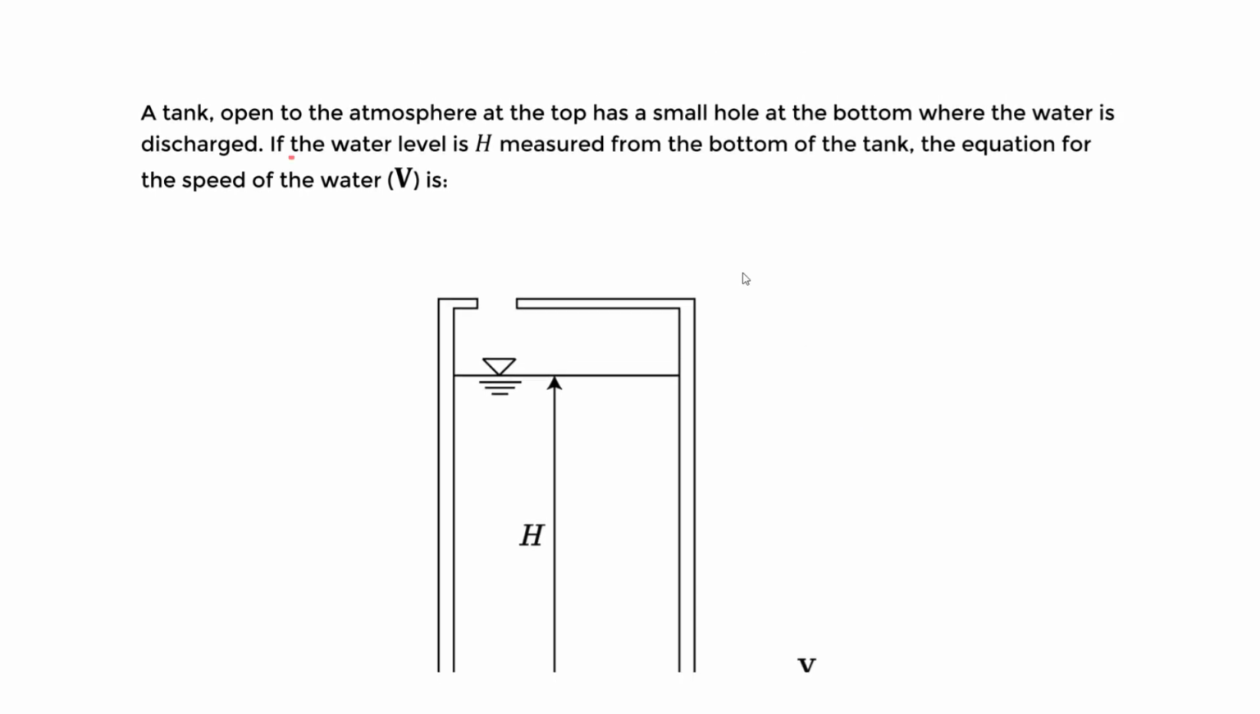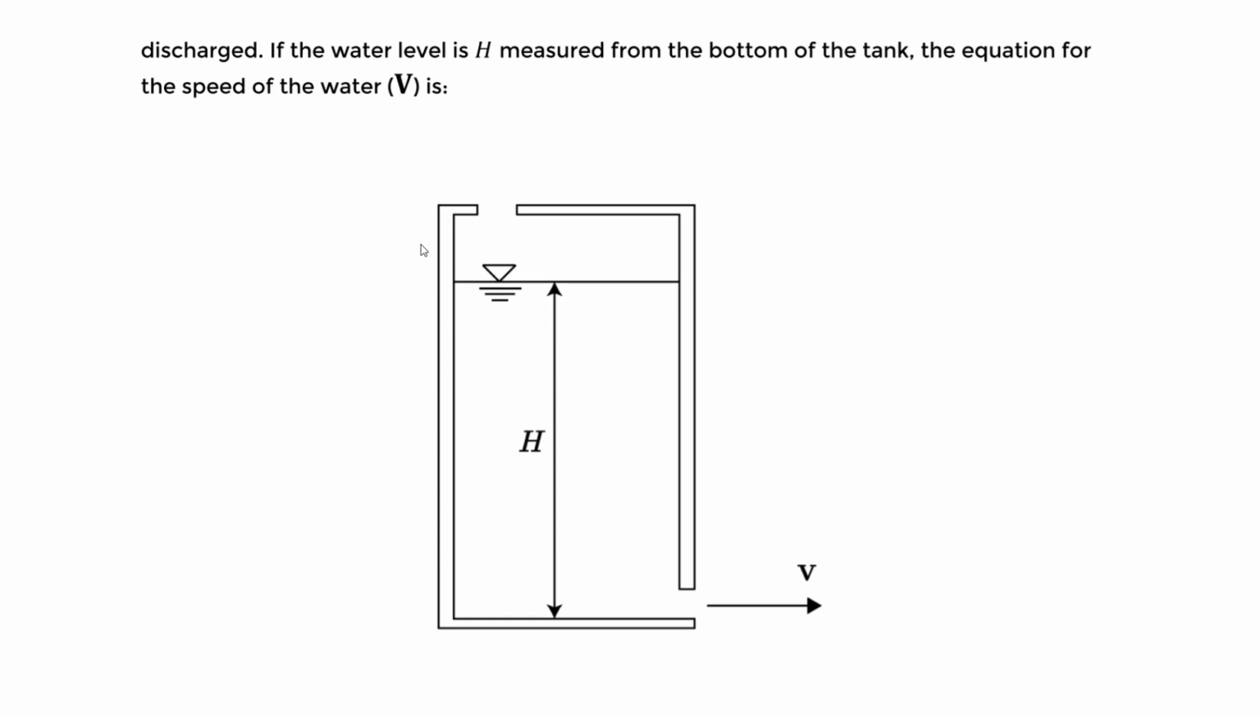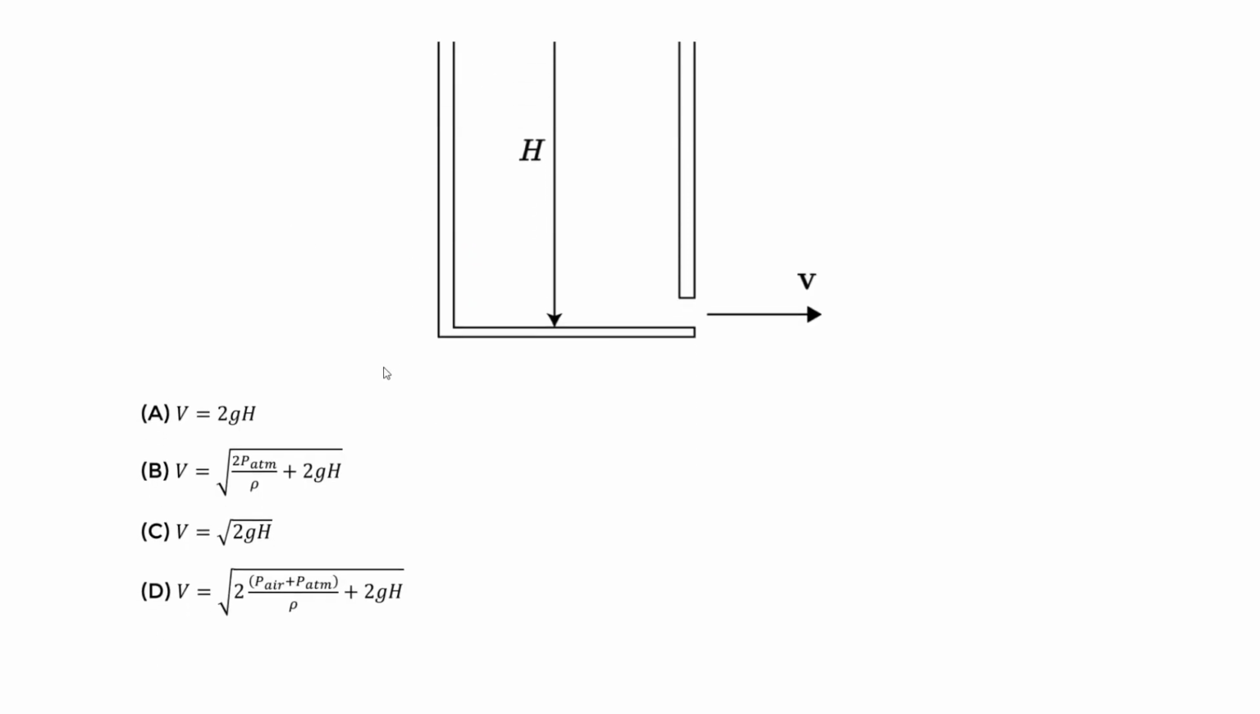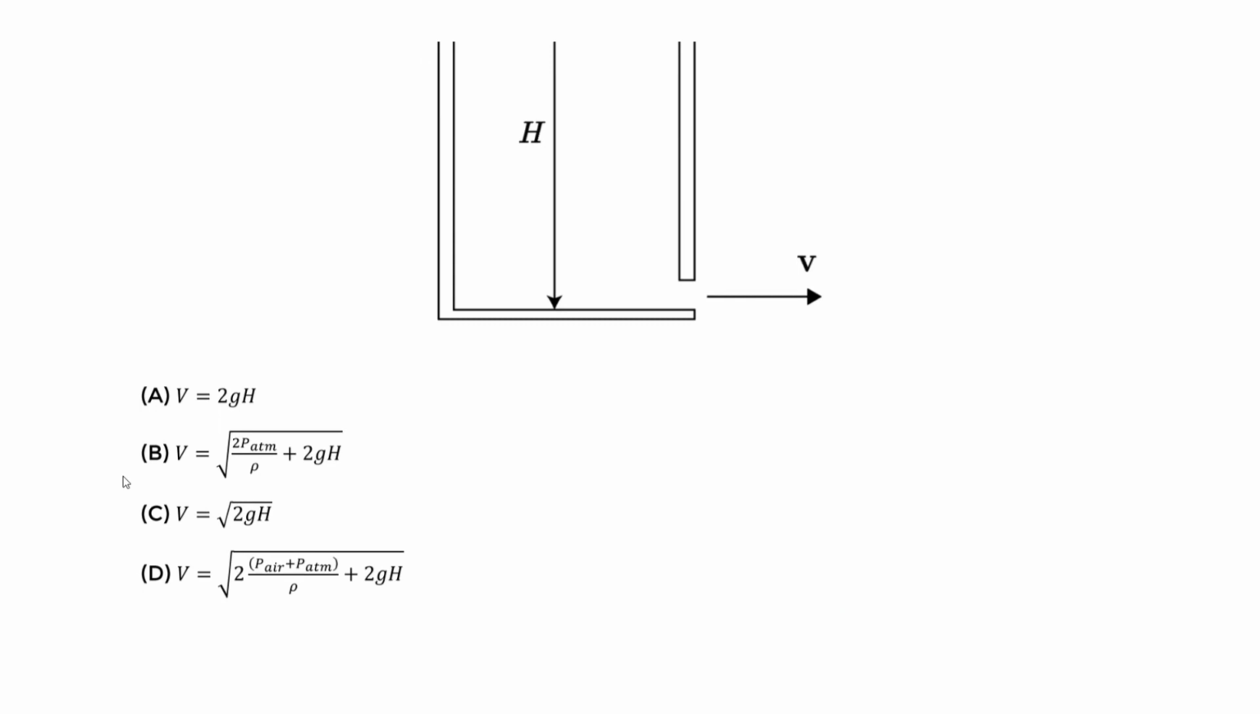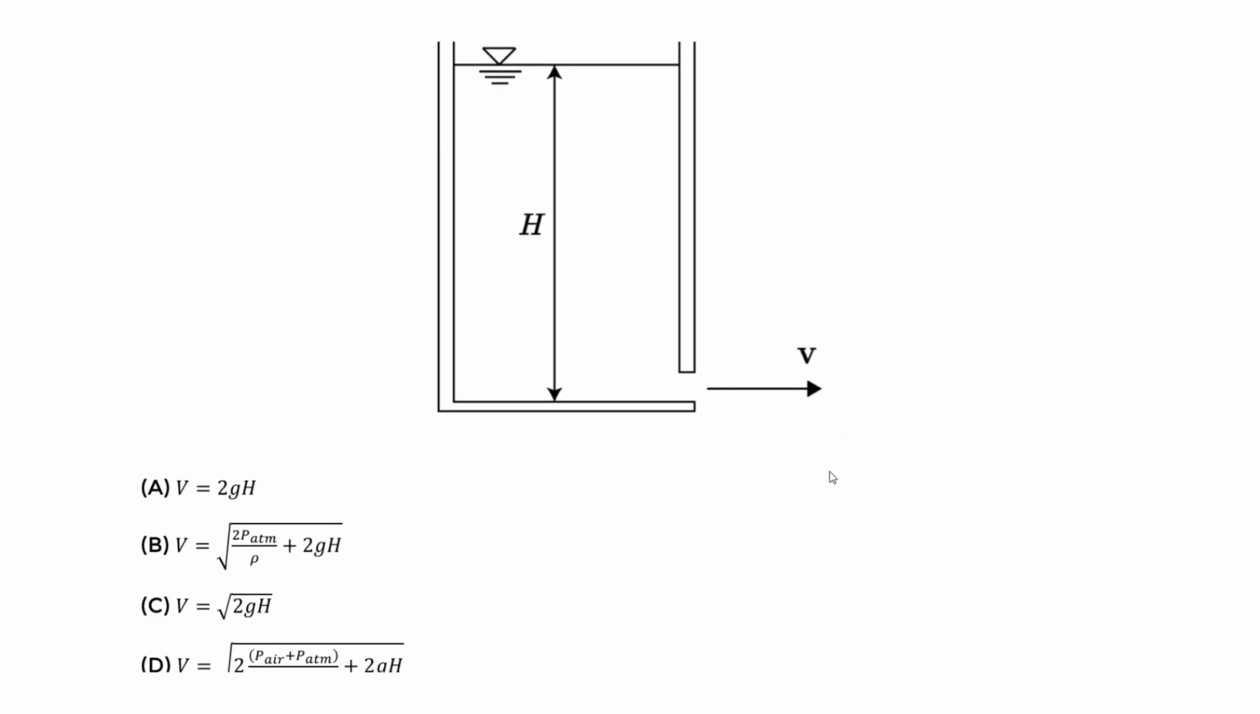So we're told here, if the water level is h measured from the bottom of the tank, the equation for the speed of water v is what? What's the equation for the velocity? If this is h from the bottom of the tank all the way to the top water surface, what's the equation for the velocity? And we're given certain answer choices. We have to pick the right equation for the velocity exiting at the bottom. So what do we do here?